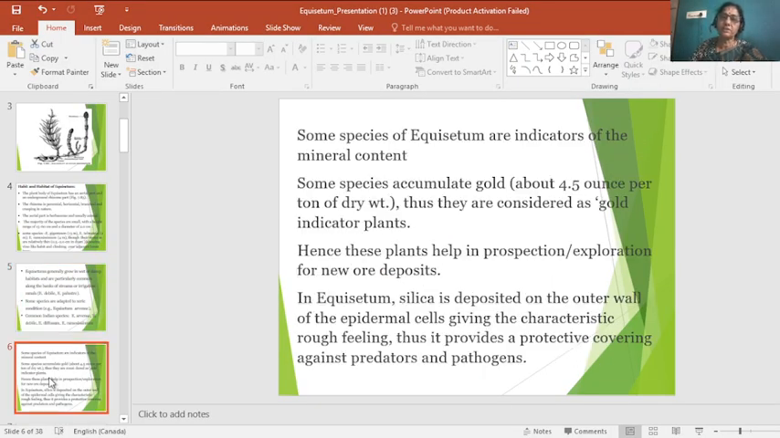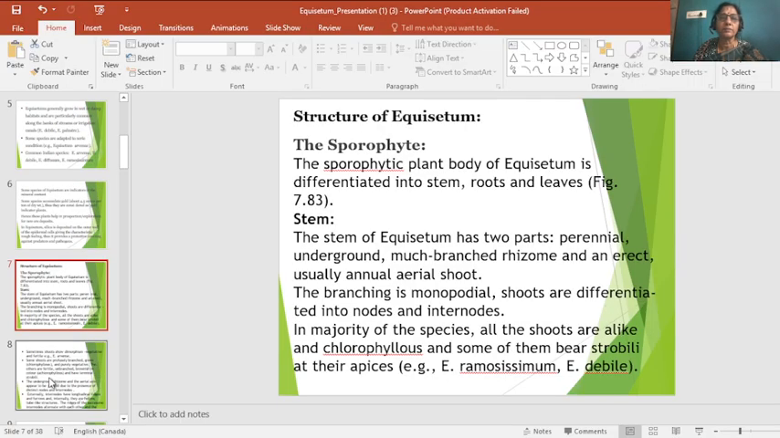Some species of Equisetum are indicators of mineral content. Some species accumulate gold, about 4 to 5 ounces per ton of dry weight, and are considered gold indicator plants. Hence, these plants help in prospecting or exploration of new ore deposits. In Equisetum, silica is deposited in the outer walls of the epidermal cells, giving the characteristic rough feeling. Thus, it provides a protective covering against predators and pathogens.